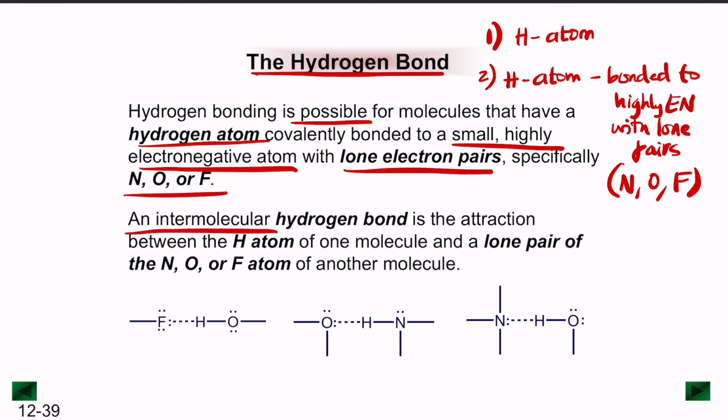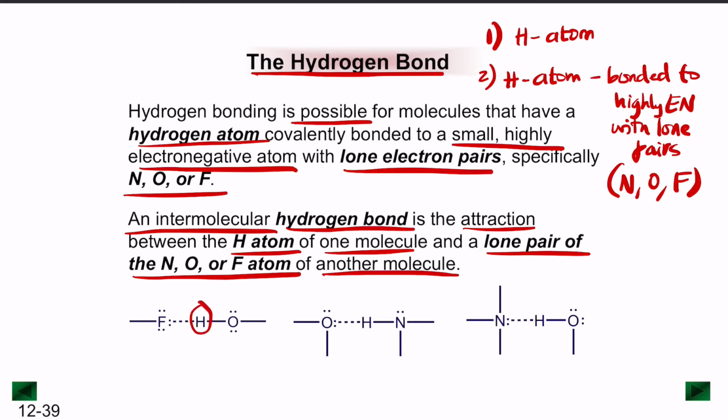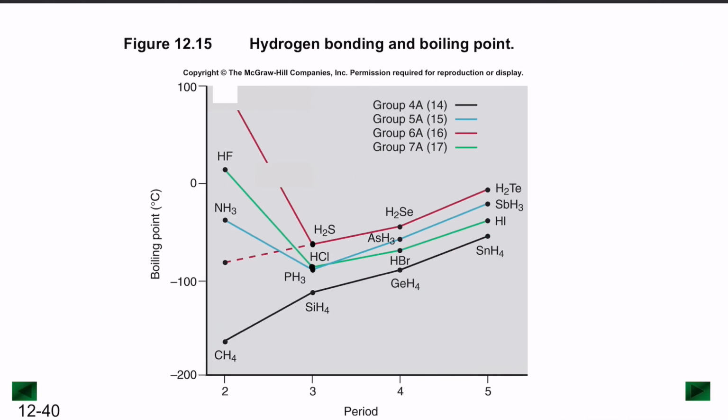So an intermolecular hydrogen bond is basically an attraction between the hydrogen atom of one molecule and a lone pair of the nitrogen, oxygen, or fluorine of another molecule. For example, here the hydrogen and the electron pair of the fluorine, hydrogen here and oxygen, hydrogen here and nitrogen. So this is how hydrogen bonds generally work.